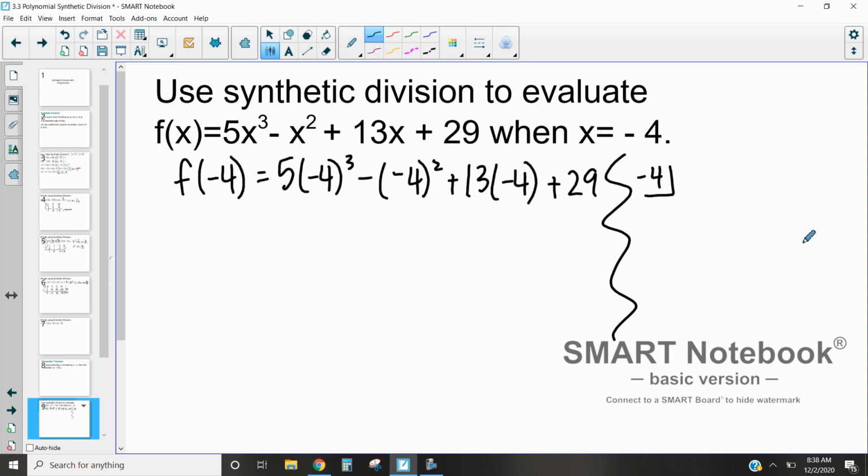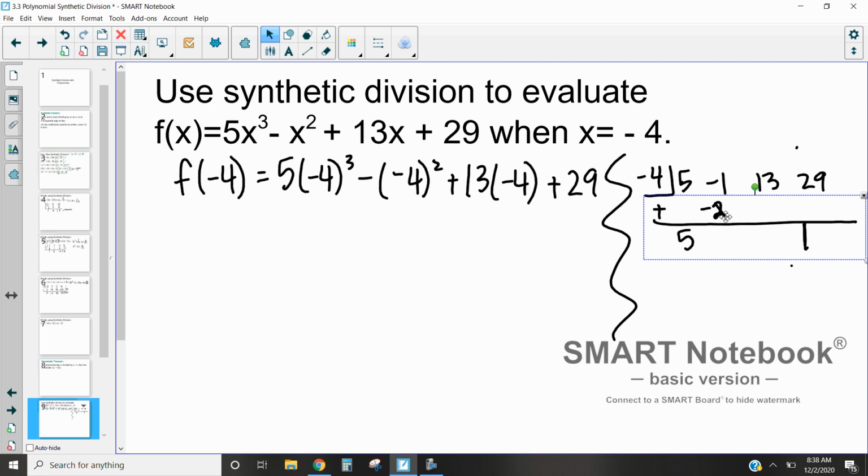So let's write out all of our coefficients here. I've got a 5, -1, 13, and 29. And then we are going to add those, and in this box here should be our solution. So we've got a 5. -4 times 5 is -20. And that gives us a -21. -4 times -21 is going to give us an 84. And 13 plus 84 will give us a 97.